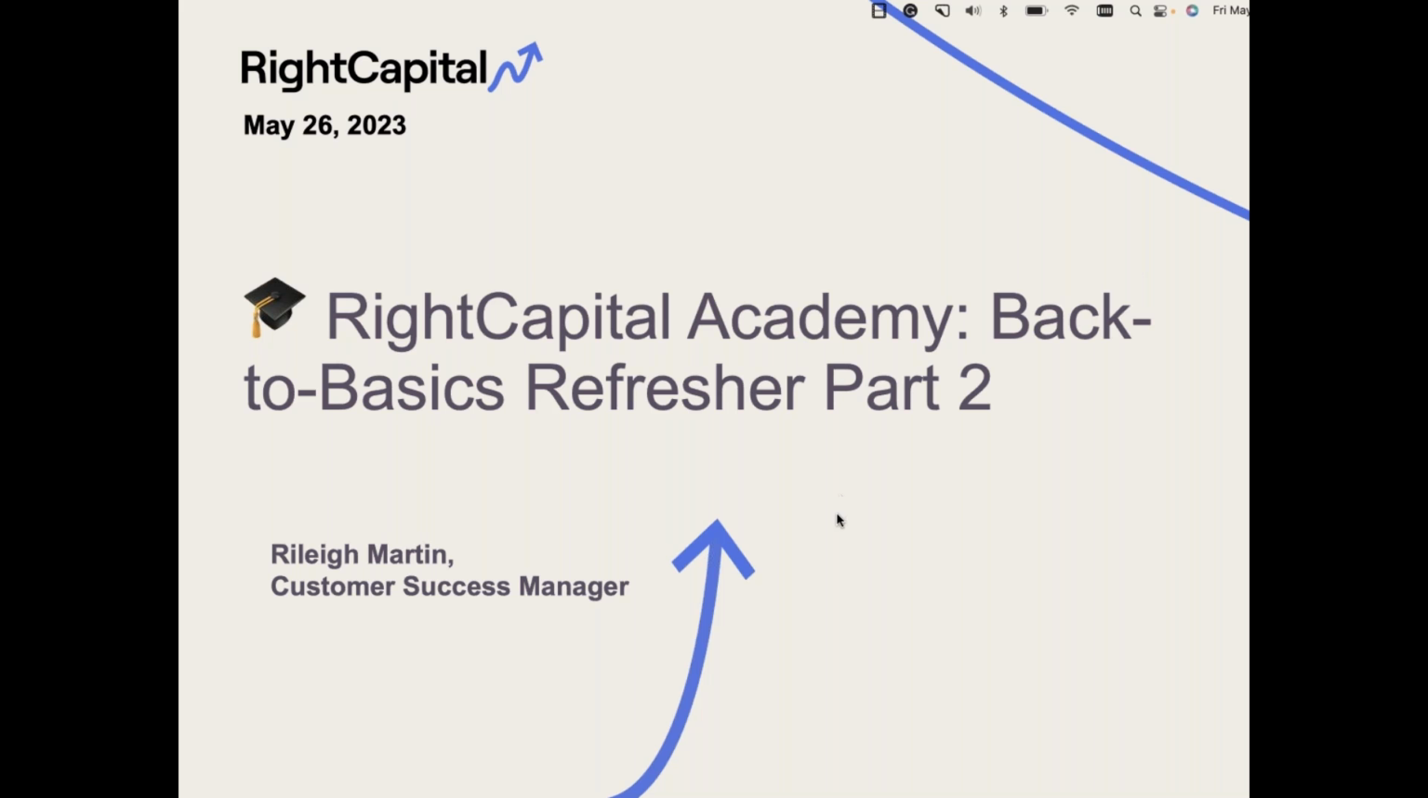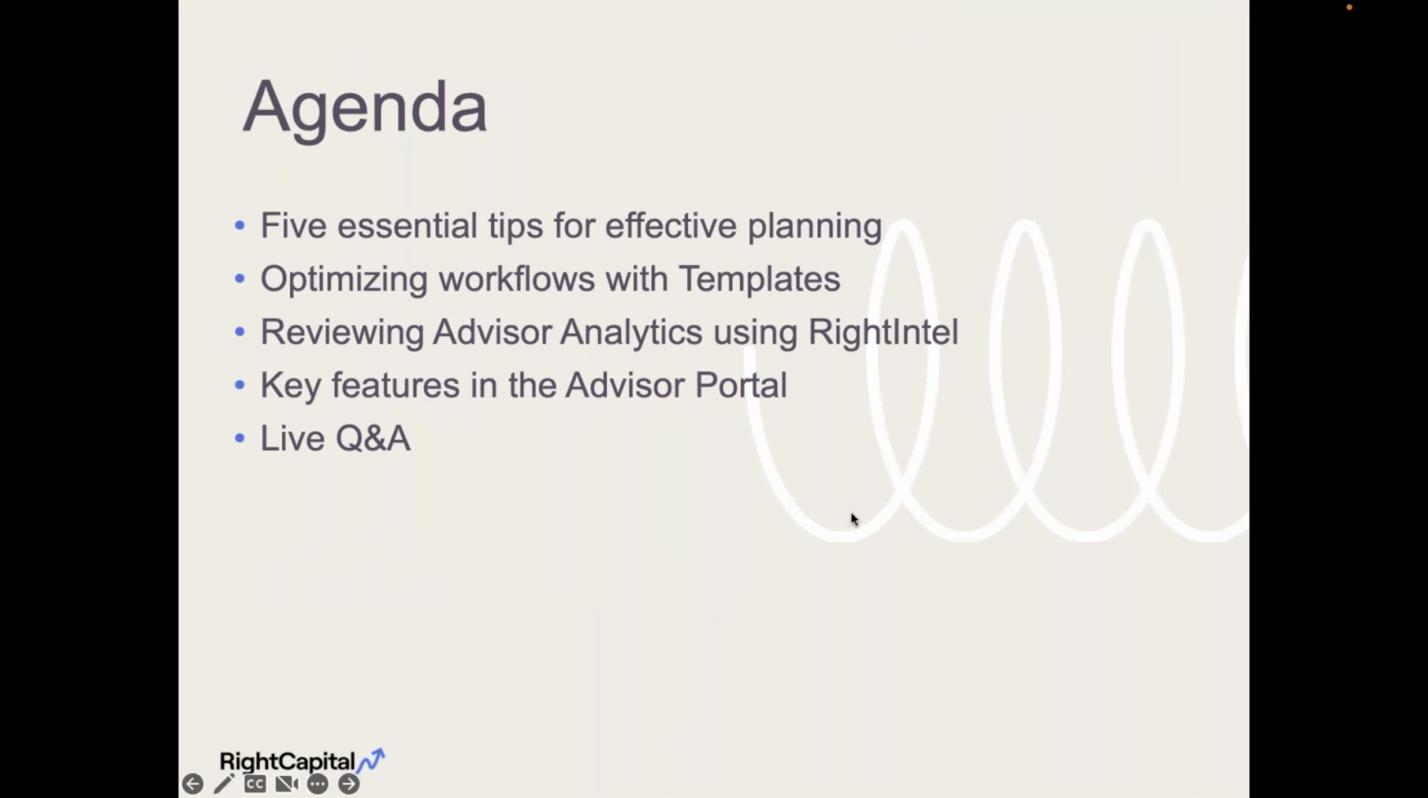So on today's agenda, we will be reviewing 5 essential tips for effective planning, where I will review another round of key planning items to be aware of in your client plans. Then I'll review optimizing your workflows using our templates. So we have tasks, reports, planning access, and snapshot templates that can help create more efficiency among your client plans. Then I'll be moving on to some key features in the advisor portal. And then to round out the presentation, we will be reviewing some advisor analytics that can also help boost that client experience.